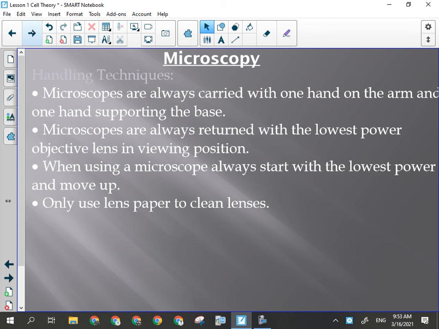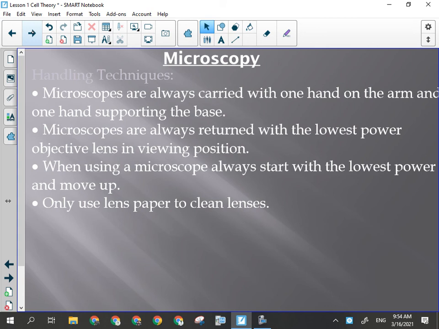And we don't want to drop them. They're very expensive, okay? So we want to make sure we're carrying them the proper way. We always want to return them with the lowest power lens in viewing position, just out of courtesy, because that's the one the next person's going to want first. And then always start with the lowest power and move up.